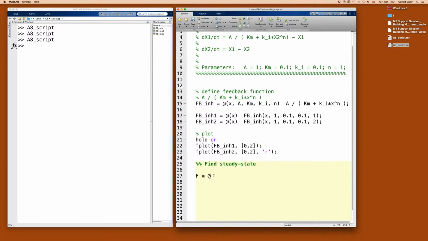So it's going to be an anonymous function again, so it starts with an at, brackets with our variables inside. And now it's going to take x. Now x is going to be a two-element matrix, so a row vector in this case. So we're expecting output to be of 2 elements as well. So the first element is of this form, so the feedback inhibition function minus the value of x1.